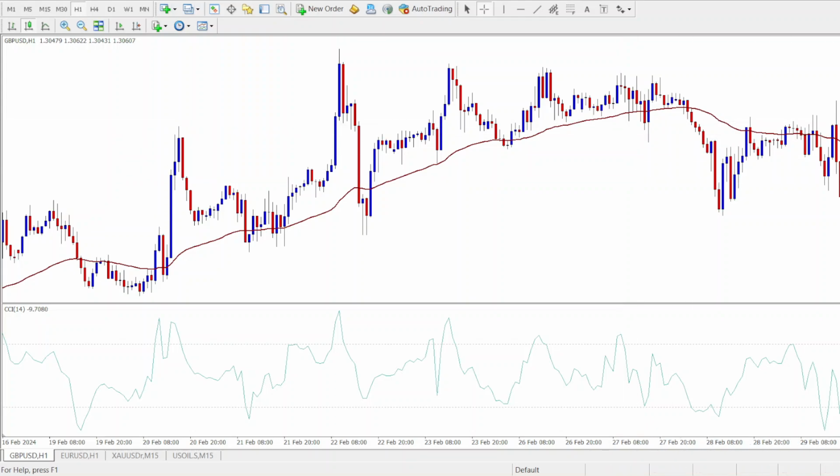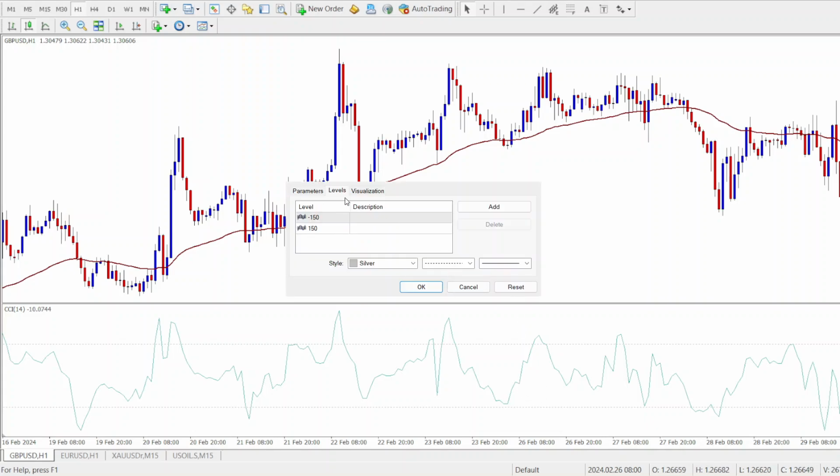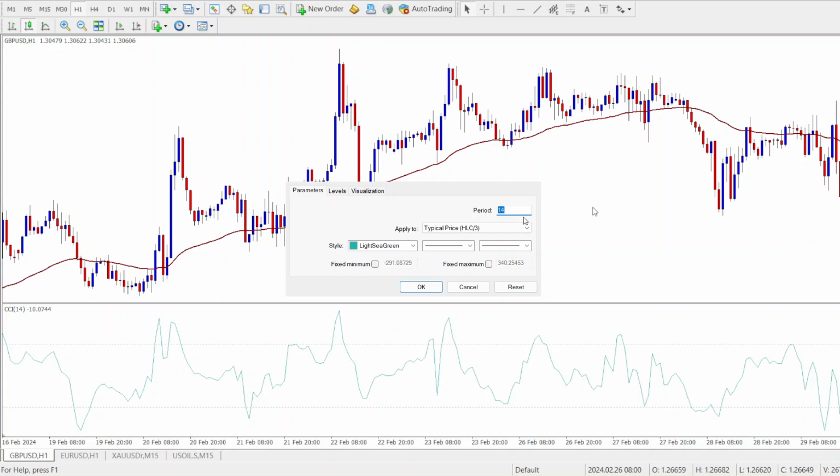Now, how do you adjust CCI for different market conditions? For example, in strong trending markets, you can adjust your CCI to be more sensitive. You can lower the period, like from 14 to 10. You know that we are using the 14 period. So in a trending market, you can decide to lower it to 10.